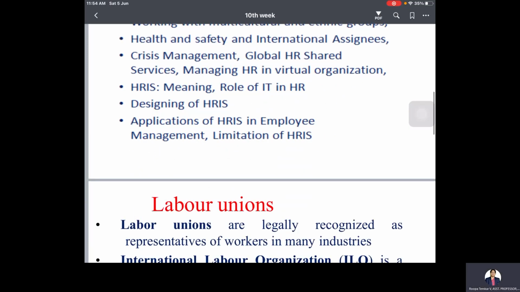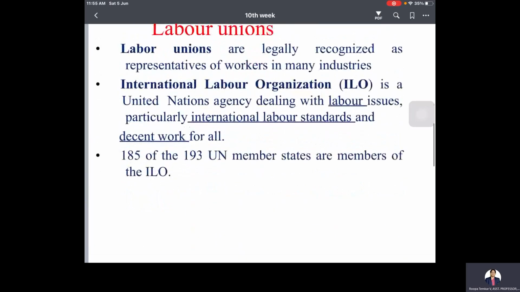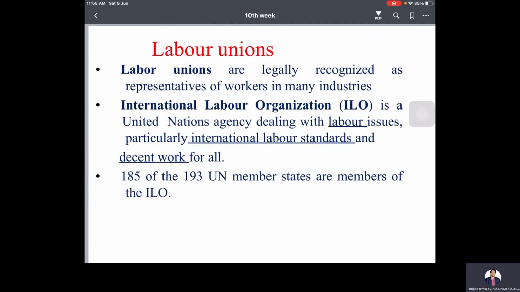Now let us understand about the labor unions. Last week also we discussed the role of labor unions in fixing the compensation of an expatriate, and in having the labor laws practices and its response towards the MNE's performance, the response of trade unions to MNEs, and also we could see non-union worker representations. These labor unions are legally recognized as representatives of workers in many industries.